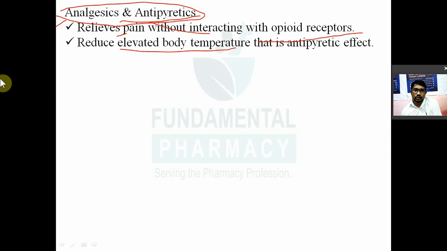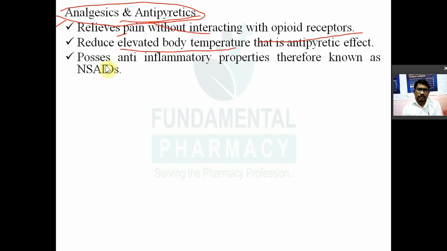Those drugs which reduce the body temperature are known as antipyretics. Third, these drugs also have anti-inflammatory activity. They possess anti-inflammatory activity, therefore they are known as non-steroidal anti-inflammatory drugs. So they have analgesic activity.